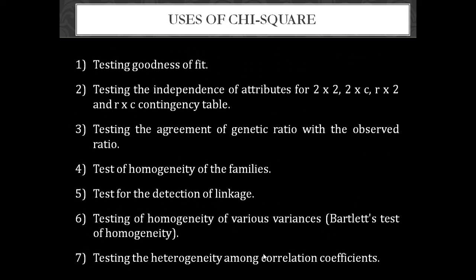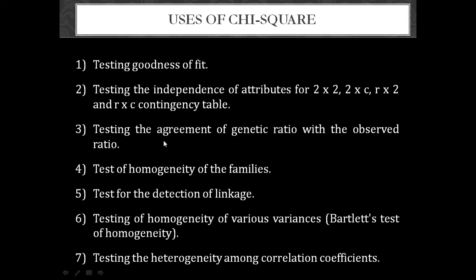Now there are different applications of the chi-square. First one is the goodness of fit test. It is normally used for testing different proportions or different ratios. Then second is testing the independence of attributes for 2 by 2, 2 by C, R by 2 and R by C contingency tables.